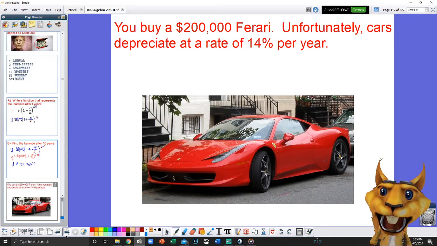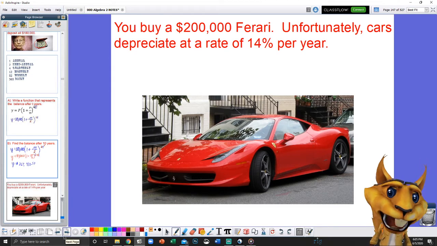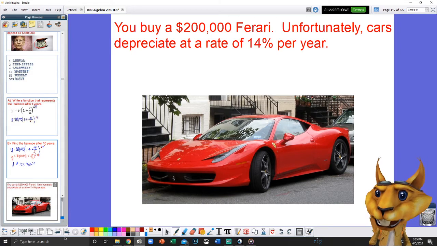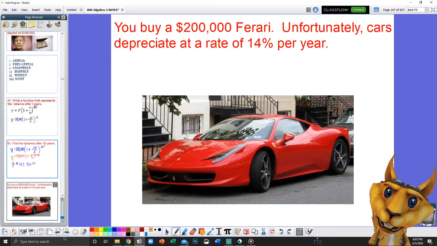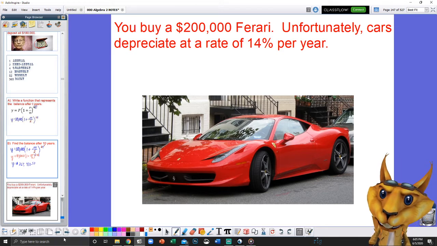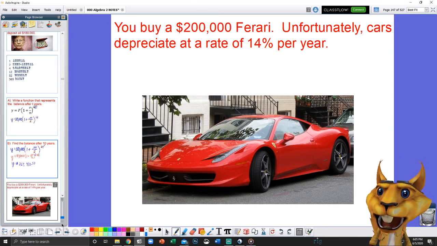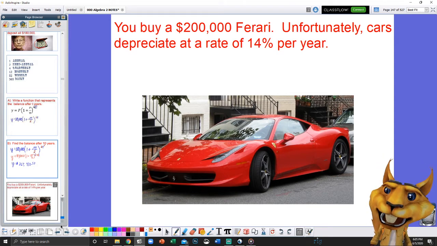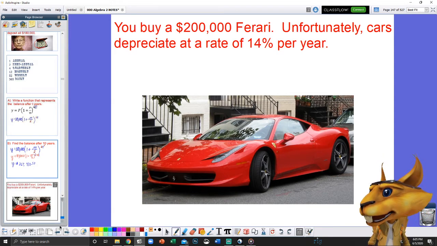Next, you're going to buy a $200,000 Ferrari. Cars, by the way, are terrible investments. Don't spend a lot of money on cars. Homes are normally good investments because they go up in value. Cars always go down in value for the most part. So this $200,000 Ferrari is going to depreciate. Depreciate means the cost is going down. It has a negative increase. So the cost is going to go down 14% per year.